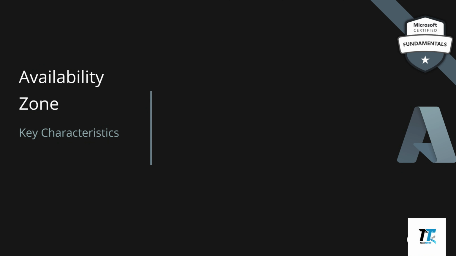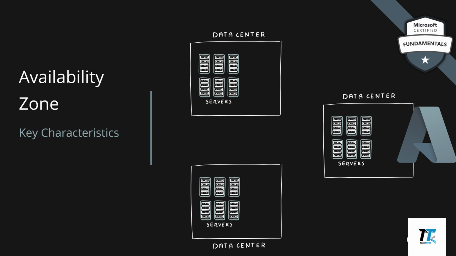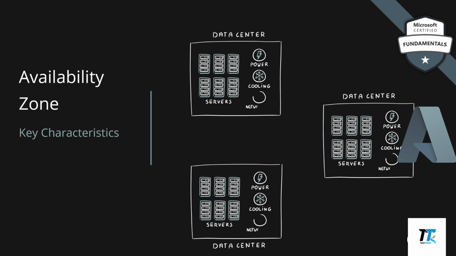An additional term that we will learn today is availability zone. If you remember our data center and region infrastructure, we have multiple data centers. They have their own power, cooling and network infrastructure, and they're connected with super fast internet. But in a typical scenario, you don't have control over which data center your services are deployed to. That's why availability zones were created.